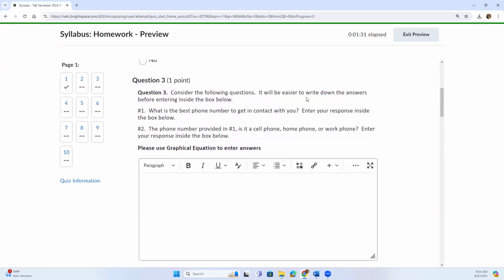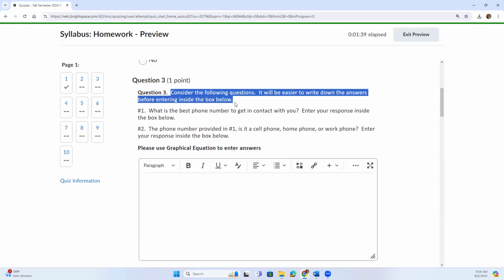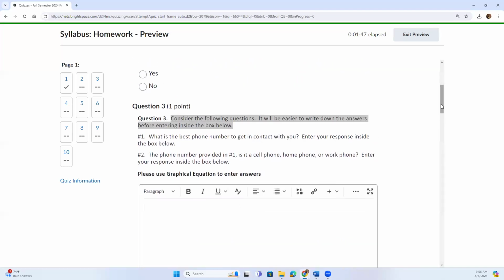Question number 3: consider the following questions. It will be easy to write down the answer before entering it inside the box below. A lot of your homework has this instruction, and it simply means to write down your answer on a piece of paper before you enter it. A lot of your homework questions have this instruction.